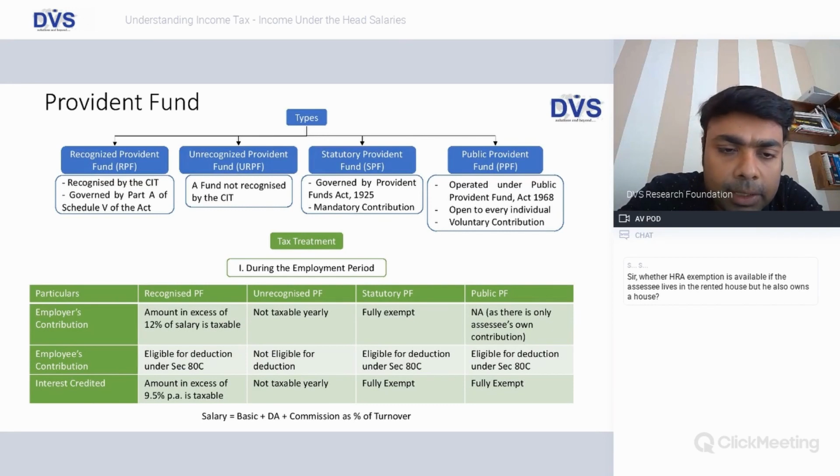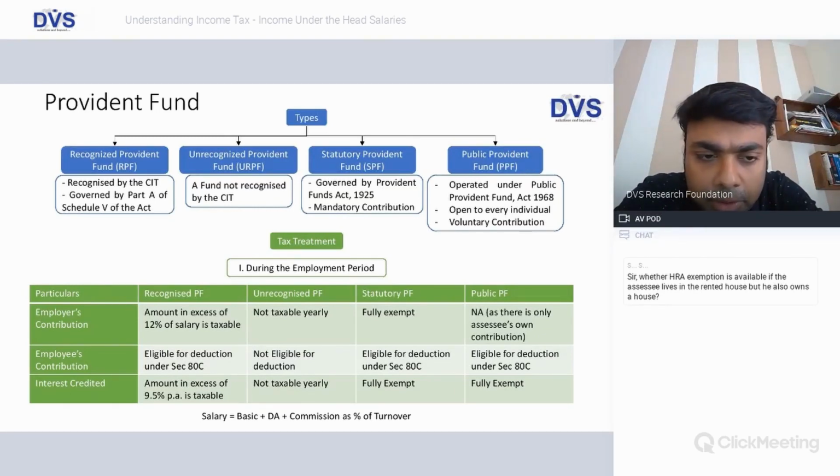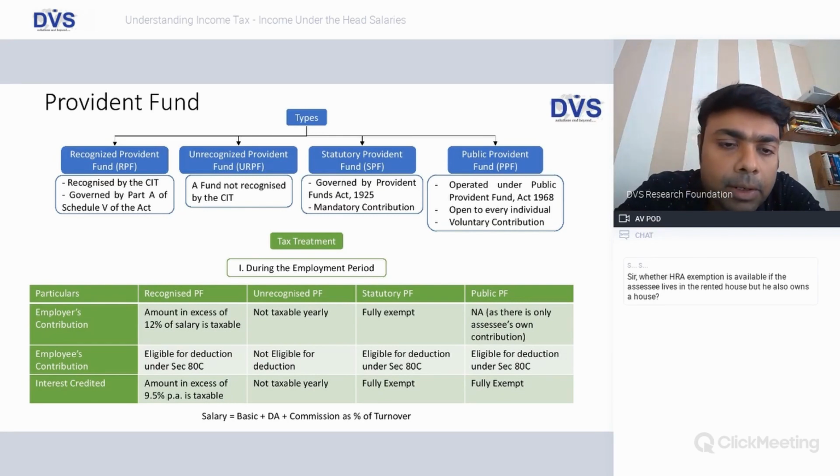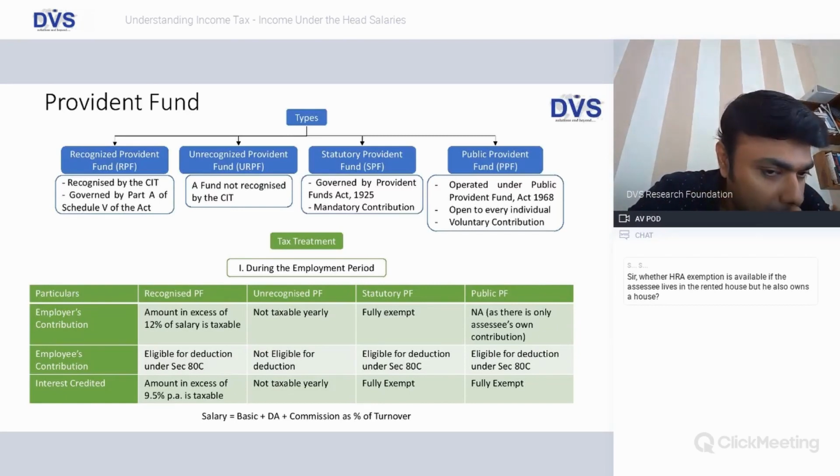Unrecognized is not taxable year on year, but it is fully taxable on withdrawal. Statutory provident fund is fully exempt. Public provident fund, the employer will not contribute to PPF, it will only be the employee's contribution. Next, employee's contribution is eligible for deduction under 80C. Statutory contribution is eligible, and PPF also eligible. Interest in excess of 9.5% is taxable, but today the interest they pay is anywhere between 8.5 to 8.8%.